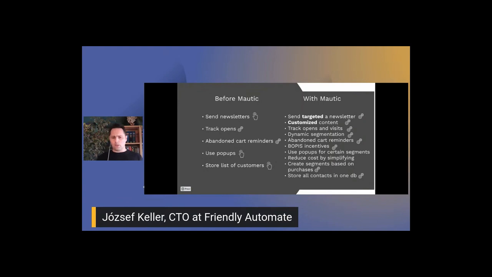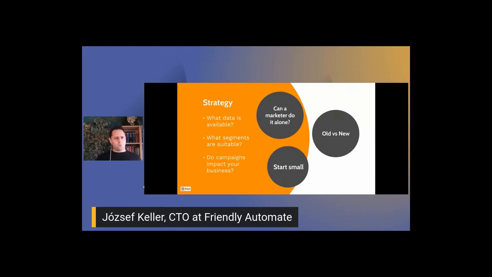And it's really cool that you have all the tools in one place. And maybe you store your list of customers somewhere. With Mautic, you can store it right there. If you can attach the right tags and the right custom fields to a customer, then you can do some amazing stuff. So when we talk to our clients, usually we are like, okay, so what data do you have?